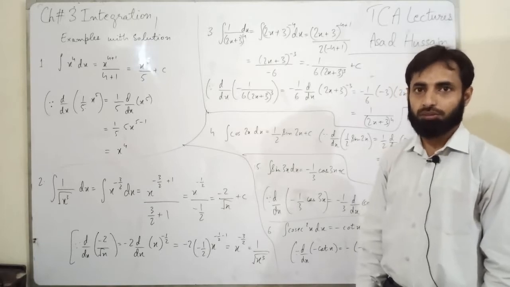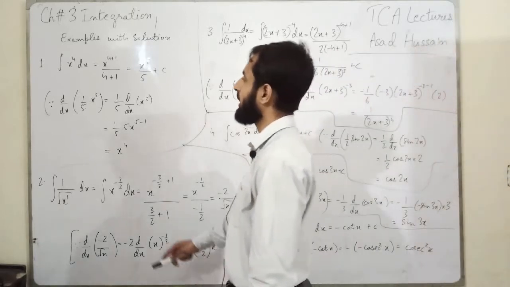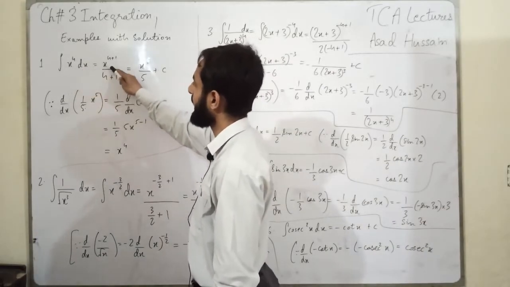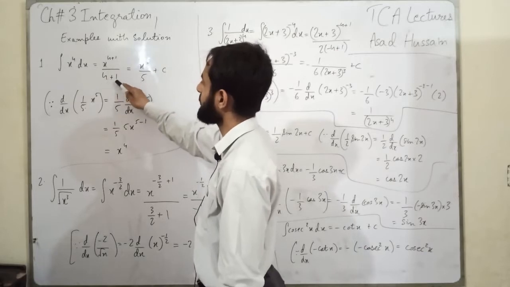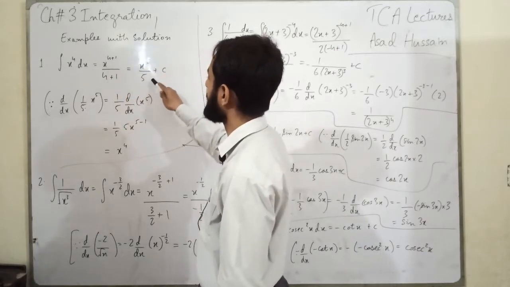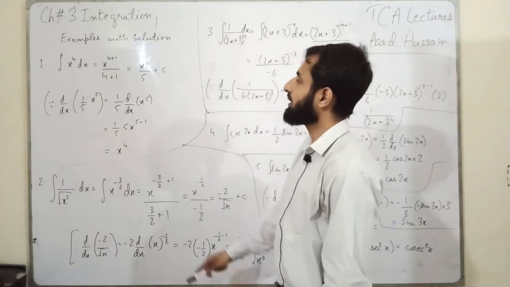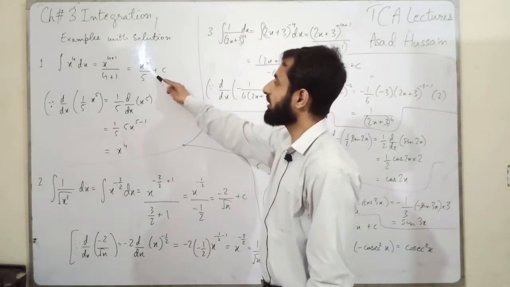First formula is integral of x raised to power 4 dx is equal to x raised to power 4 plus 1 over 4 plus 1, which is x^5 over 5 plus c. We will verify this by taking the derivative of this answer.